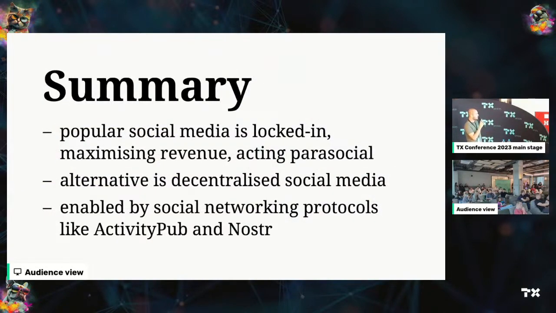So to sum it up, the popular social media we have is kind of a closed system, applying various strategies to keep you there as long as possible. And they're acting more like parasocial media. What does it mean? It's unidirectional communication. They're more tailored nowadays for influencers, companies and people who want to reach a large audience, and not so much anymore for people to socialize and communicate with each other.